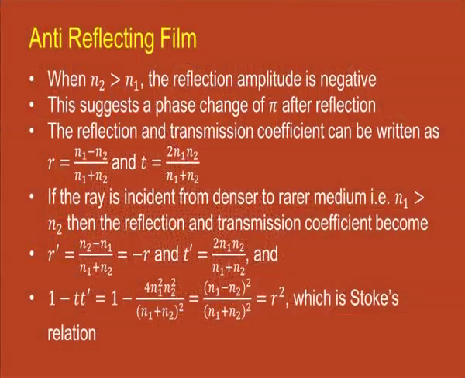Now, if we know the four expressions that we discussed so far in the two different conditions, that is when N2 is greater than N1 and N1 is greater than N2, then we can find the relationship which represents the final expression to achieve an anti-reflecting film, and that is 1 minus T T prime is equal to 1 minus 4 N1 N2 divided by (N1 plus N2) squared, which will give us (N1 minus N2) squared divided by (N1 plus N2) squared, which is equal to R squared, and this is called the Stokes relationship, which is very important to understand the concept of anti-reflecting film.